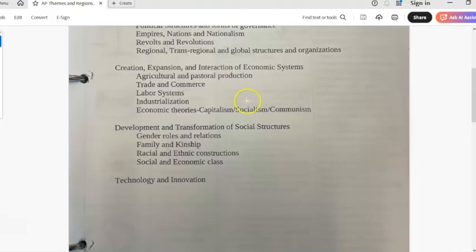Okay, first category here. Agricultural and pastoral production. So agriculture, any sort of crops that are being grown. Pastoral production are any sort of animals that are being raised to be sold. Okay. So if you grow corn, that's agriculture. If you raise sheep to be slaughtered and eaten, that would be pastoral.